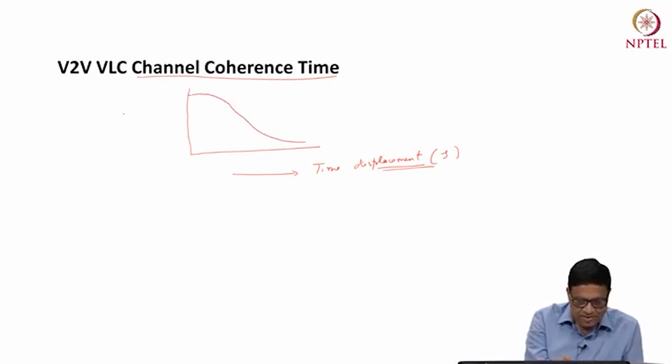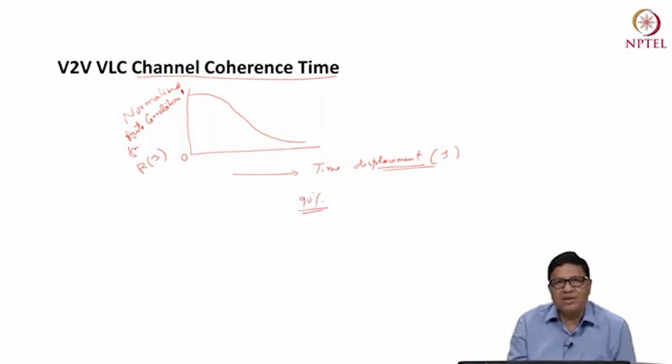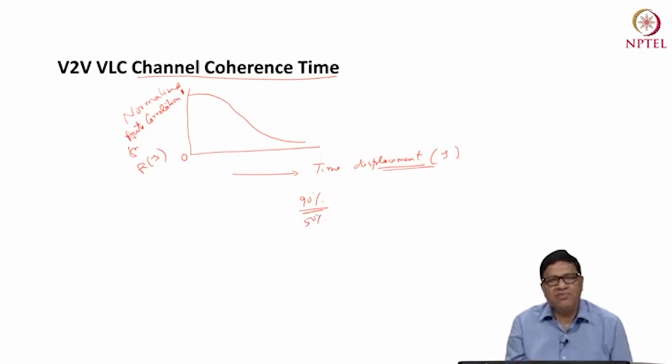Here it is again, let me call this the normalized autocorrelation function, or tau. So this will be 0 to 1, this is normalized here. So there are two ways of defining coherence time. Either you use 90% correlation, that is, the channel has changed by only 10%. The other is 50%, a broader definition, the channel has changed by 50%.